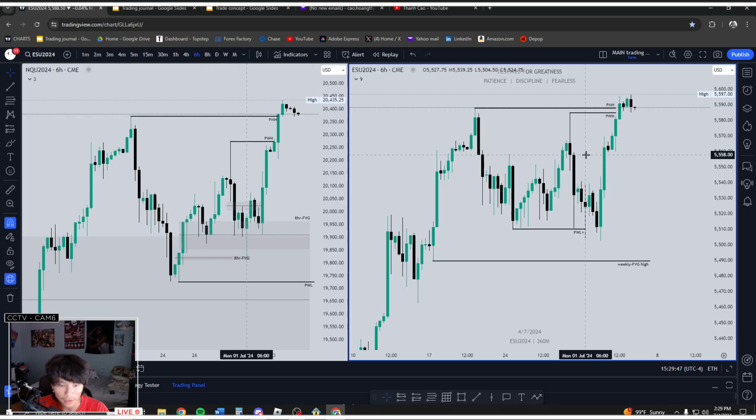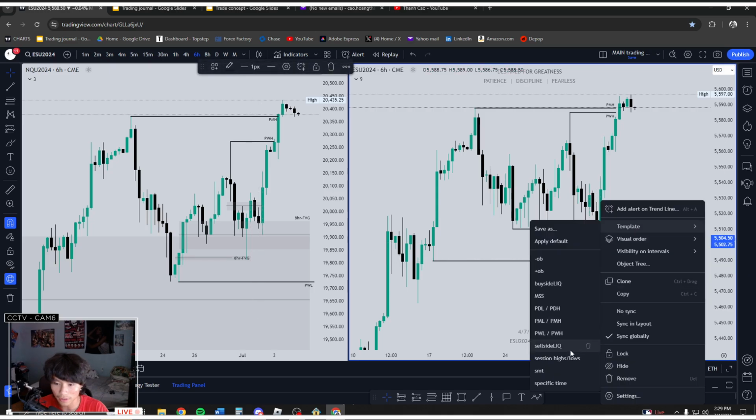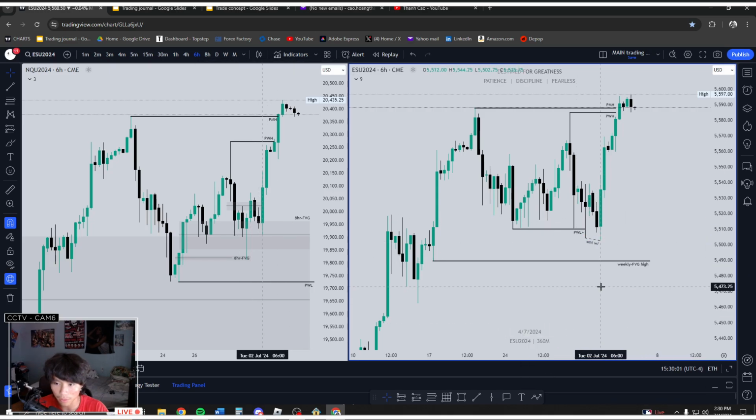So this low right here, notice how this low on ES is actually lower than the low here. So this is on ES, the one I'm marking out right here. Notice how this low on ES relative to NQ is lower than this low. But on NQ, we had this low, but this low here is not lower, it's actually higher. And you can view this as SMT.